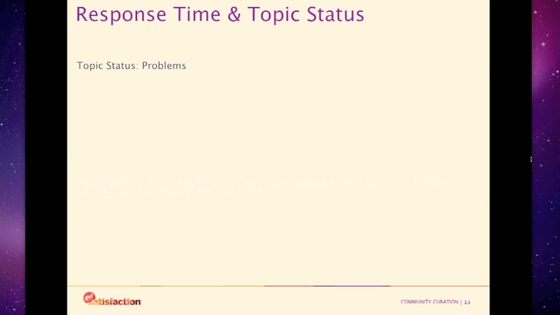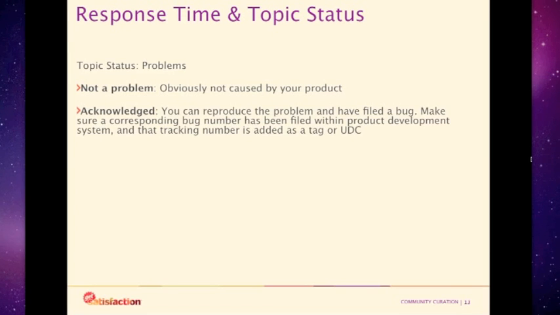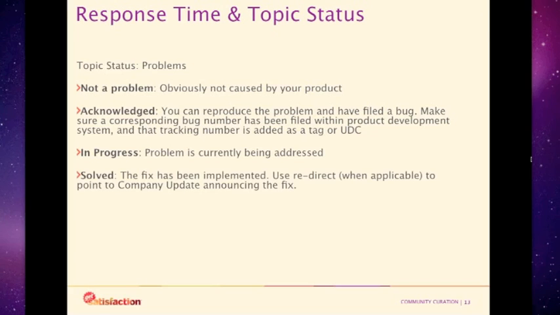When a problem is obviously not caused by your product or company, you can set the status to not a problem. That might be a case of user error that you helped the user solve, but it wasn't a problem that was on your side to solve. If you can reproduce the problem and have filed a bug, set it to acknowledged. Make sure a corresponding bug number has been filed within the product development system and that a tracking number is added as a tag or UDC. Set it to in progress when the problem is currently being addressed. And of course, set it to solved once a fix has been implemented or the problem has been otherwise solved.